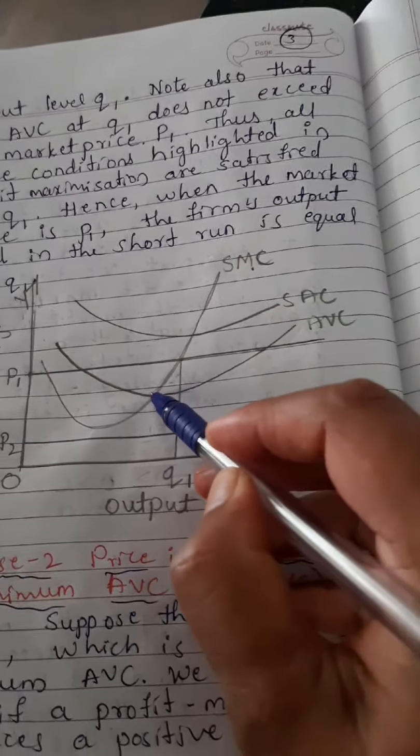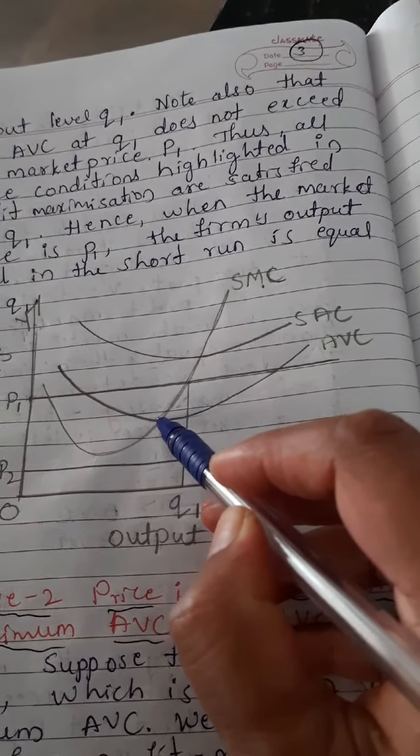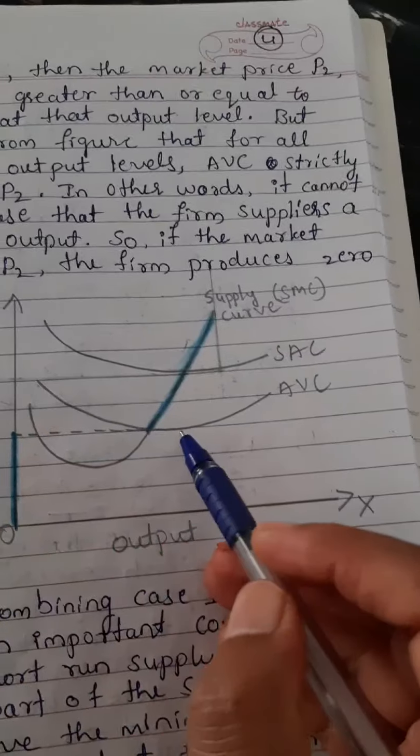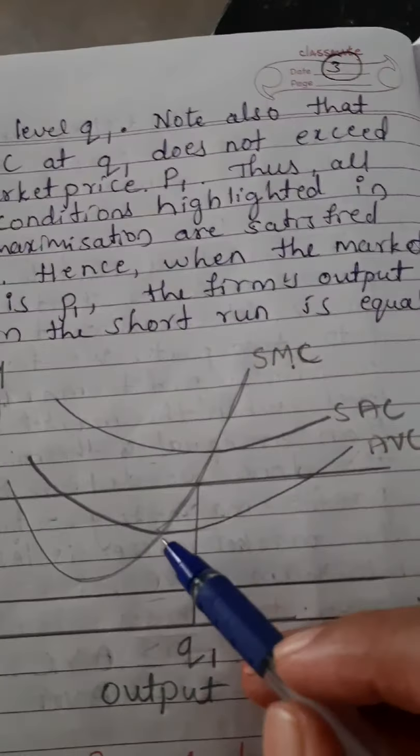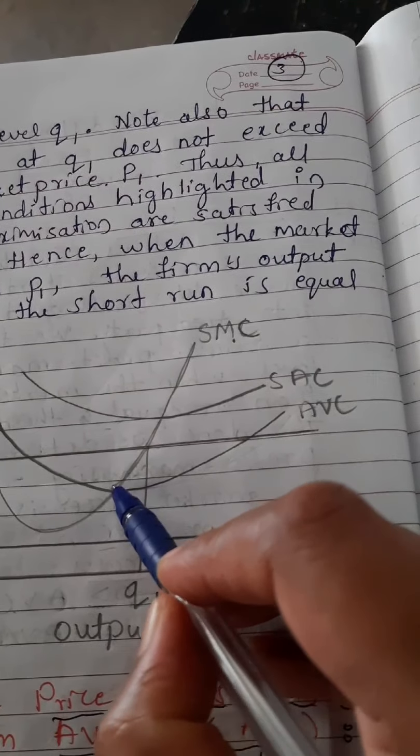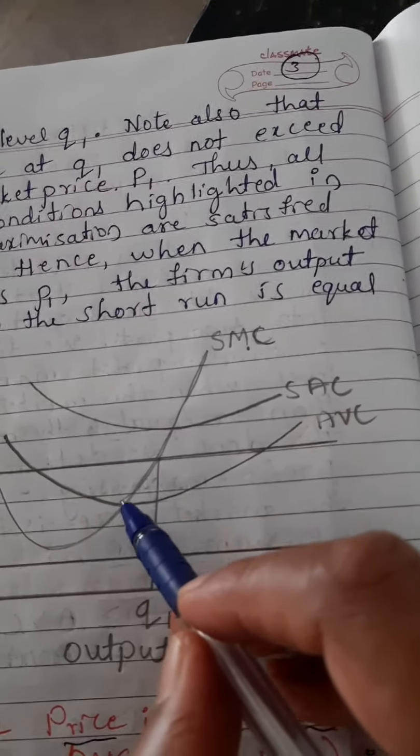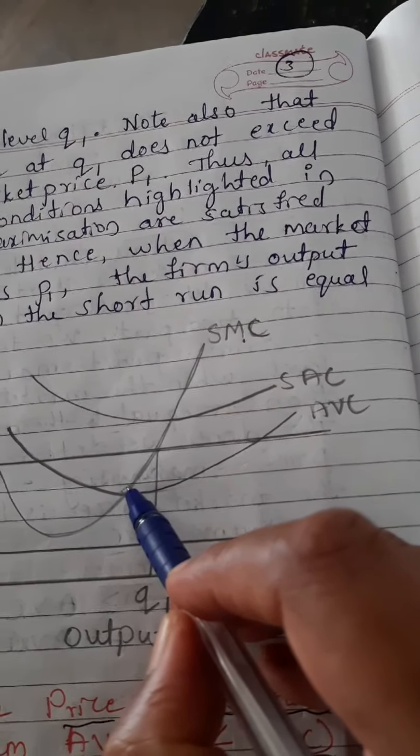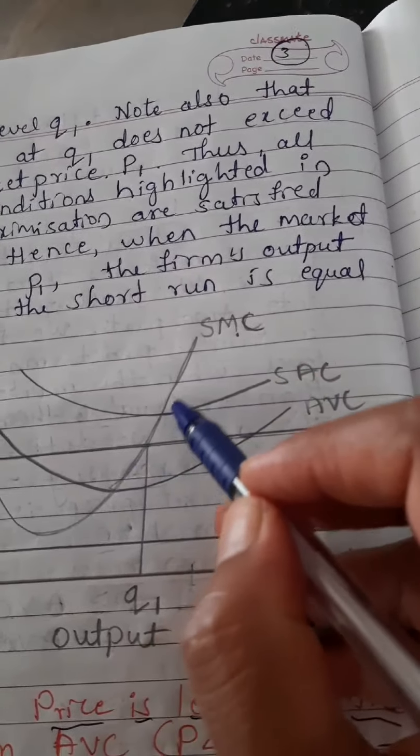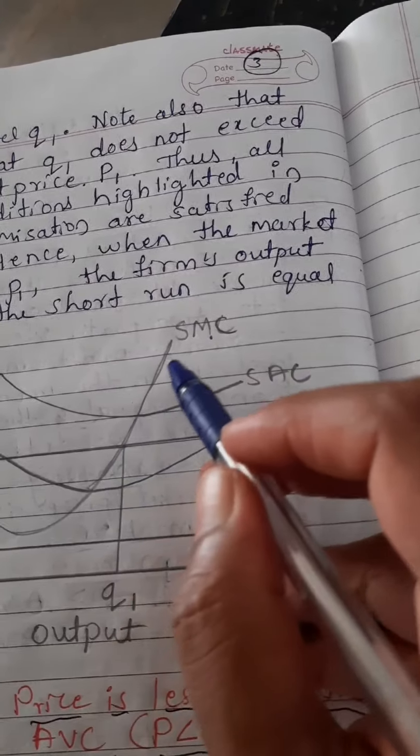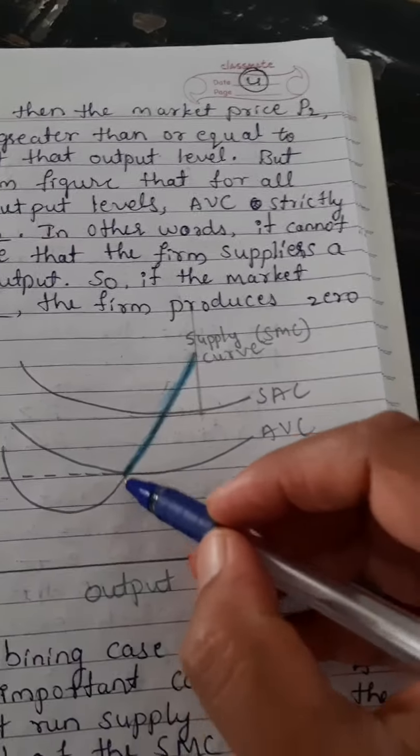This point, where AVC intersects the MC curve, only this point we are taking here. Starting from the AVC intersect point, from here to here, this half of the marginal cost curve is called the supply curve. This is the supply curve.